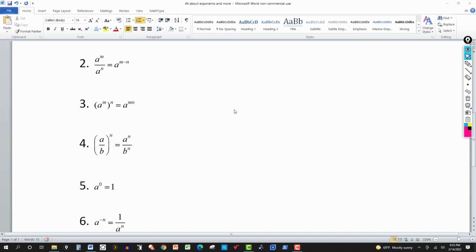Now for number 4, this is saying if you have a fraction taken to any power, that's the same thing as taking the numerator to that power and the denominator to that power. So let's do one like this.